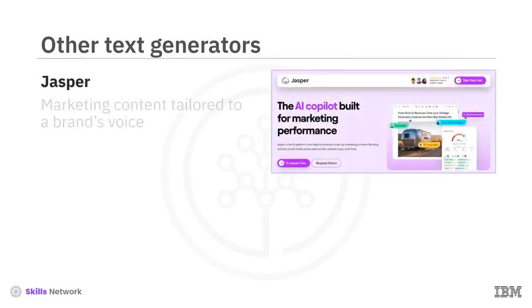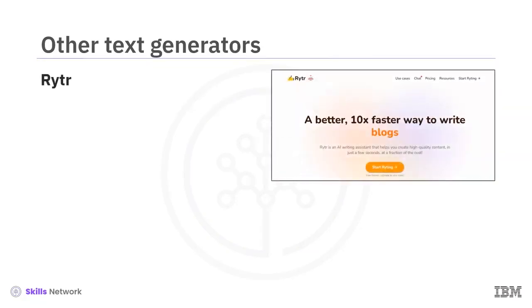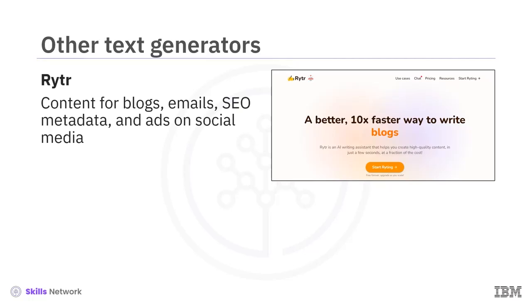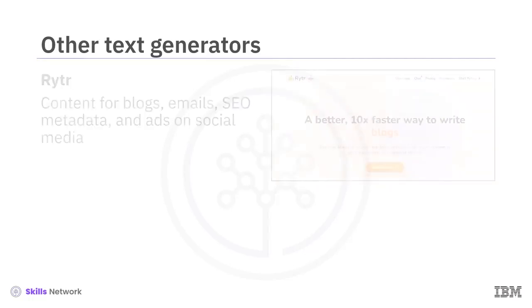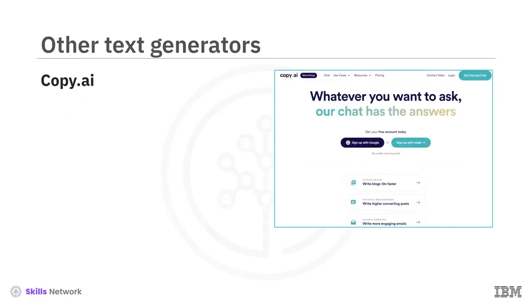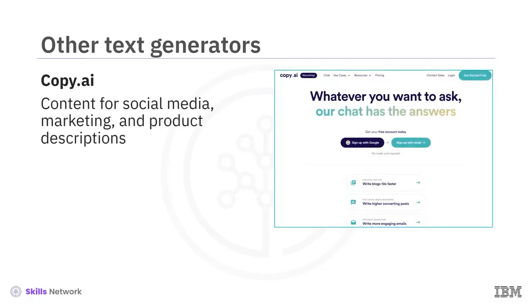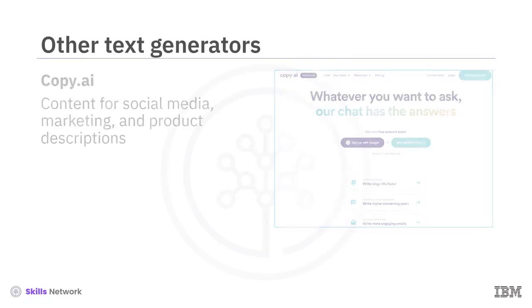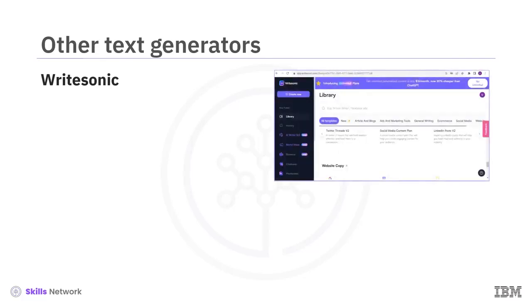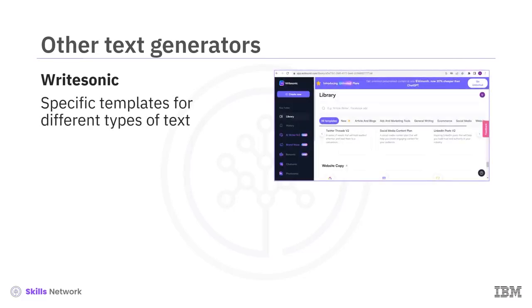Apart from ChatGPT and Bard, there are other text generators as well. Jasper, for example, generates high-quality marketing content of any length, tailored to a brand's voice. Writer is a valuable tool for creating high-quality content for blogs, emails, SEO metadata, and ads on social media. Also, Copy.ai is great for creating content for social media, marketing, and product descriptions. Another tool, Writesonic, offers specific templates for different types of text, such as articles and blogs, ads, and marketing.